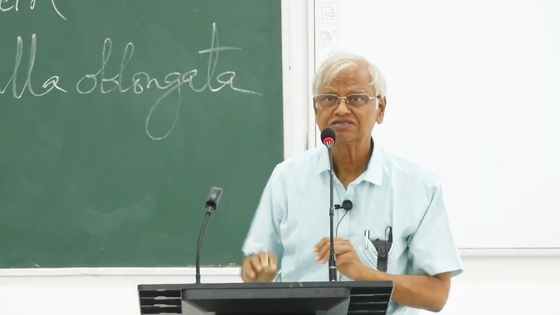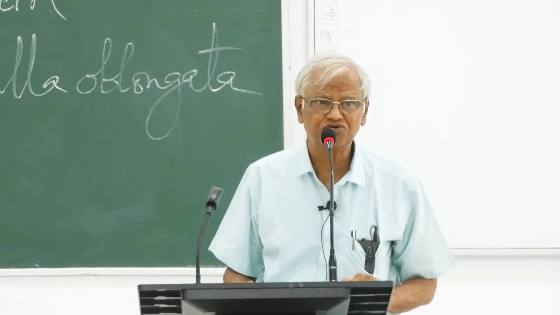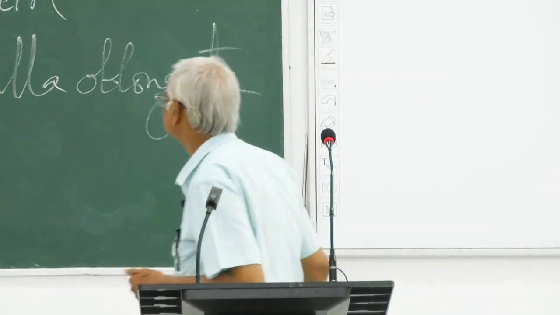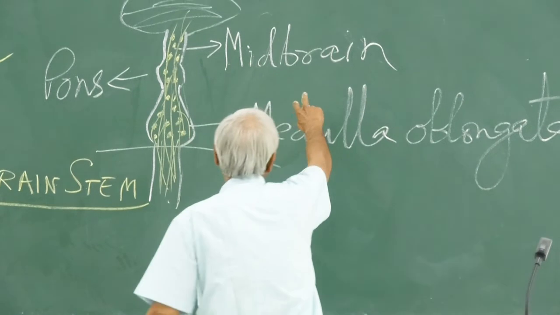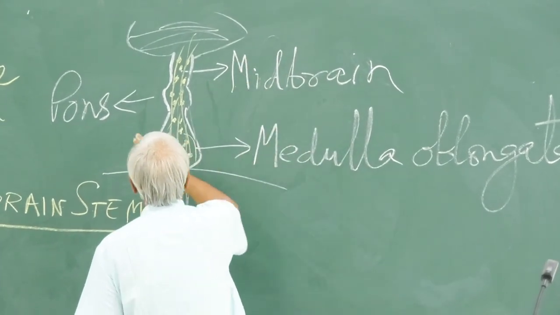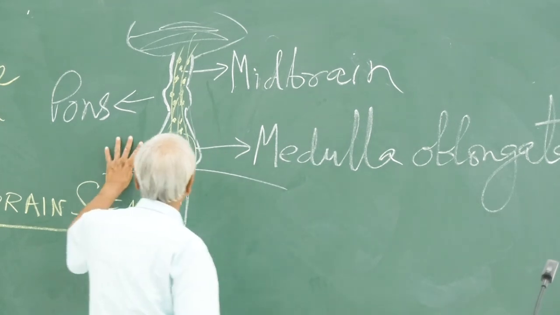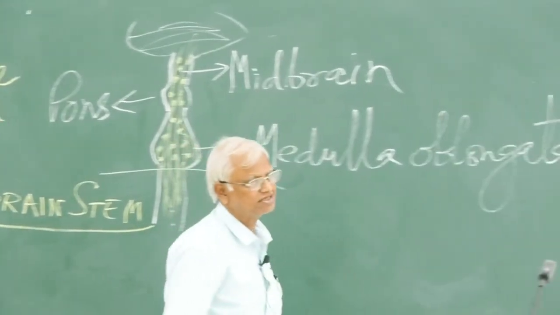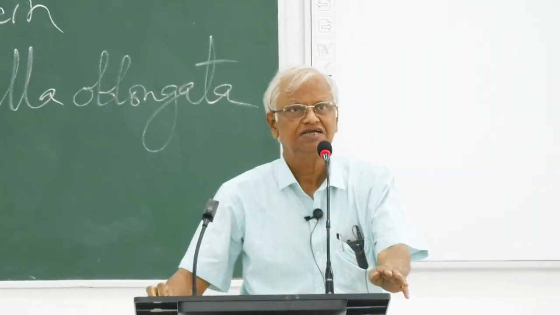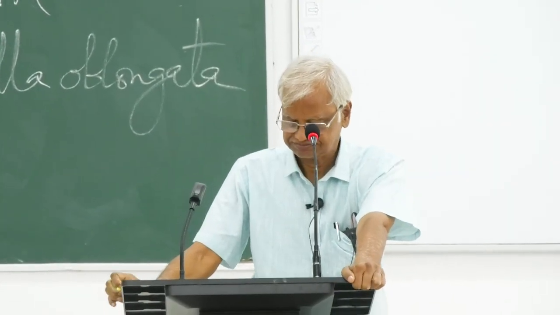Vertically also, the reticular formation nuclei are classified into 3 types. Mid-brain nuclei, pontine nuclei and medullary nuclei.